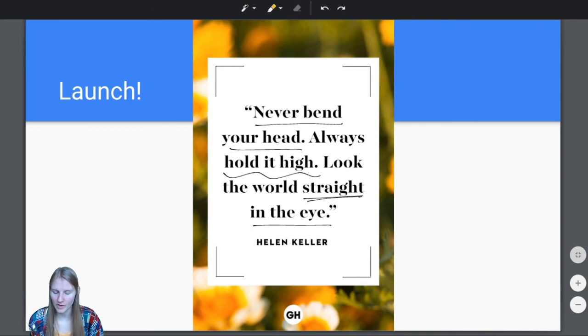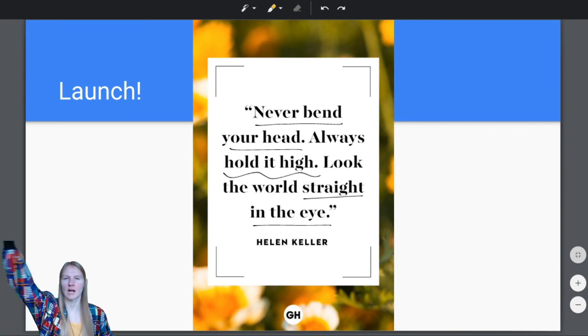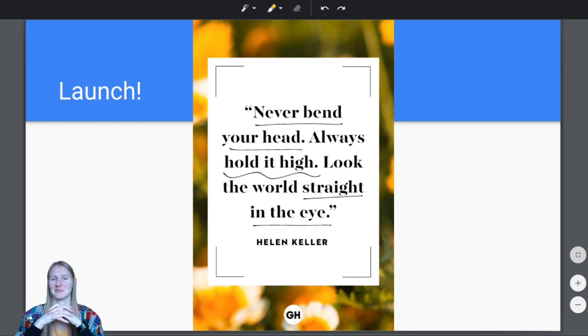Look the world straight in the eye. Look it straight in the eye like, I'm ready for you. I know the world is messy. It's rude sometimes, but I'm ready. I will look you straight in the eye, unafraid of what the world has for me, because I'm enough. I can take what this world has for me, and I'm gonna rock it. So, what Helen Keller is trying to say is have confidence. You don't have anything to be ashamed of. Have confidence and be ready for anything that the world throws at you.